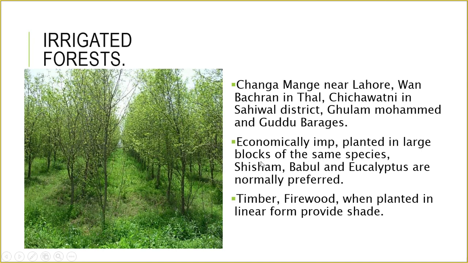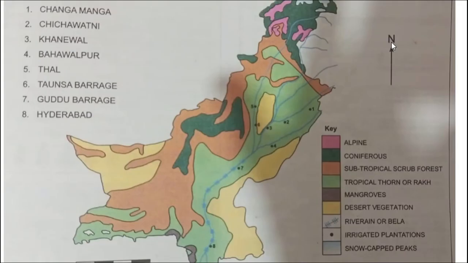They are planted in large blocks of the same species, meaning one species is planted on a large area of land. And what are the species that are found in the irrigated forest? It's shisham, babul, eucalyptus. Such species are normally preferred. Okay. And what is the purpose of these forests, or how important are they? They provide for timber, they provide for the firewood, and when they are planted in a linear form, they also provide shade.